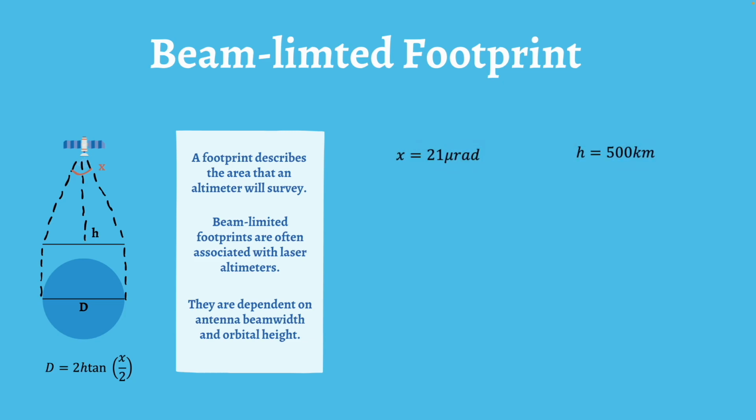Using values found in scientific documentation for ICESat-2, the orbital height is set at 500 kilometers and the beam divergence at 22 microradians. We can then approximate the footprint to be 10.5 meters, and this is close to the actual value of the footprint being 13 meters.